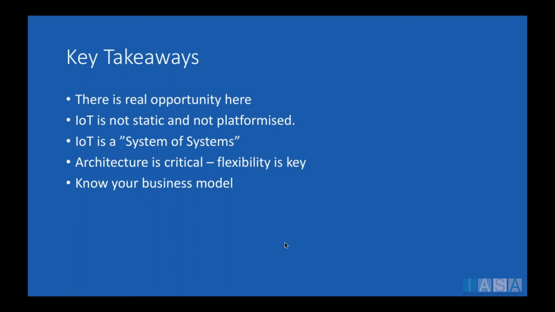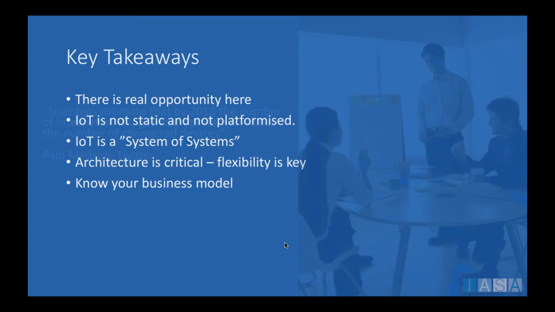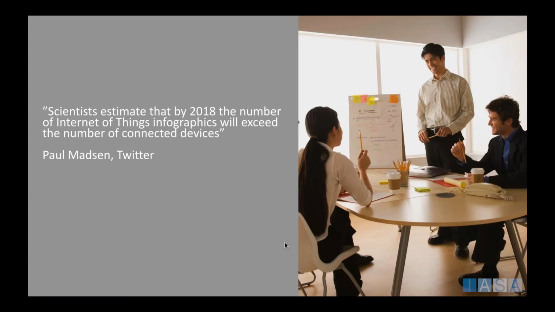So I always start this session off by looking at this guy, Paul Matson, and a little joke he made on Twitter. He said, scientists estimate that by 2018 the number of Internet of Things infographics will exceed the number of connected devices. Which is funny, a little bit sarcastic, but it kind of hints at the growing skepticism that's out there around IoT. There are way too many vendors, way too many consultants hyping this up and trying to get on the bandwagon.